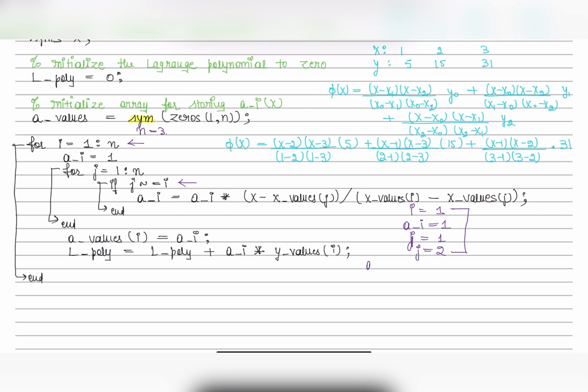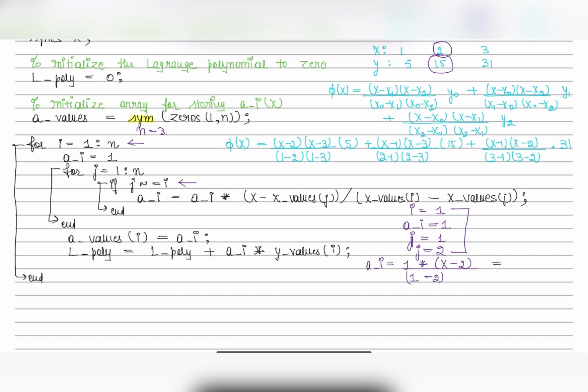Then we will update the value of a underscore i as 1 into x minus x value at the corresponding j value, which is x minus x value at j, and the value of j is 2. So the value will be this, x minus 2 will be in the numerator, and this whole term will be divided by x value at i minus x value at j. The value of i is 1 and it is 1 minus 2.